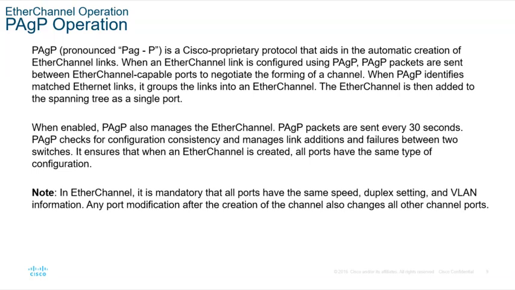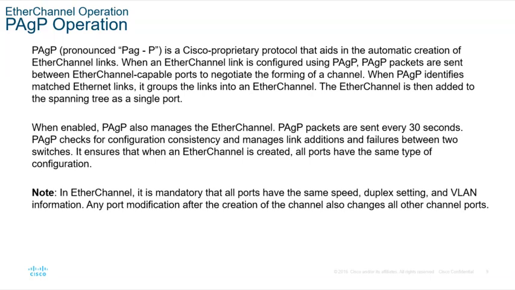the PAgP operation, as you can see, it is pronounced as P-A-G-P. It is a Cisco proprietary protocol that aids in automatic creation of Etherchannel links. When an Etherchannel link is configured using PAgP, packets are sent between Etherchannel capable ports to negotiate the forming of the Etherchannel. So when enabled, PAgP also manages the Etherchannel.